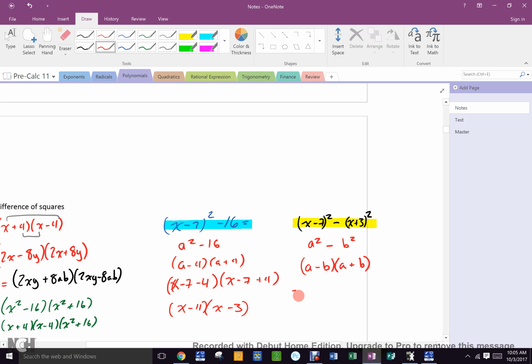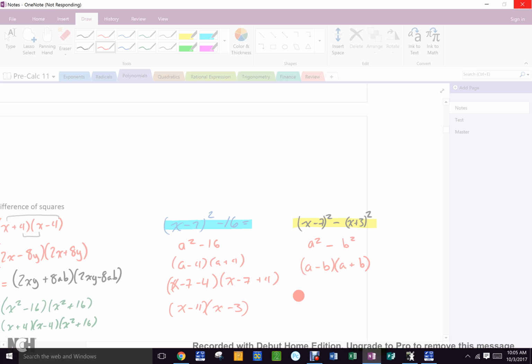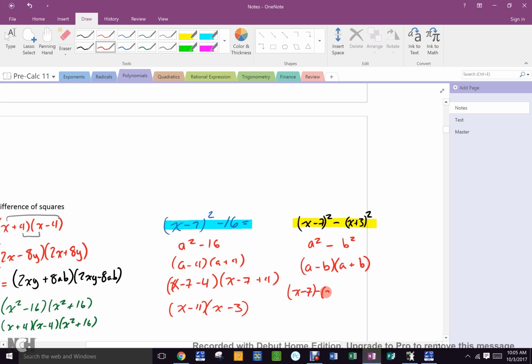What's X minus 7 minus X plus 3? What's X minus X? 0, yes? Do I write it? Of course not. What's negative 7 minus 3? Negative 7 minus 3. Negative 10. That's the first bracket, right?